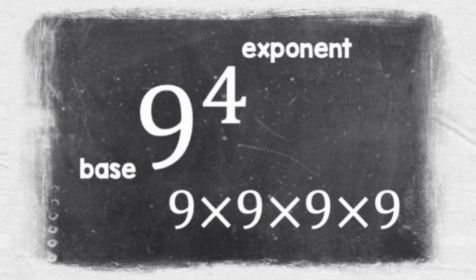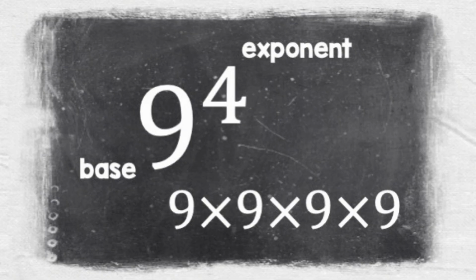Have you ever seen a number like this? It almost looks like 4 is sitting on the shoulder of the 9. Weird, right? What's this type of number called? If you said an exponent, you're right. 4 is the exponent and 9 is the base. And the way we say this is 9 to the 4th power.